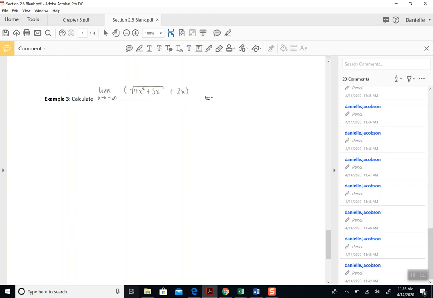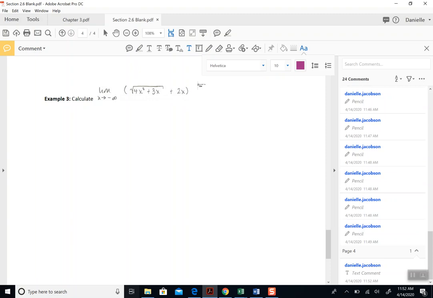We discussed that that's helpful. So the first thing that we're going to have to do is get fractions in here. So we need fractions. These are helpful when taking limits as x goes to infinity or negative infinity.